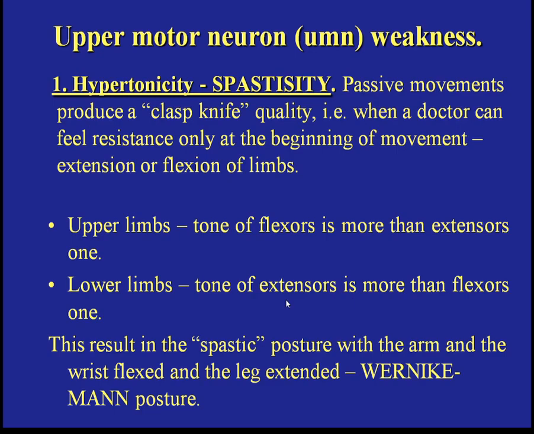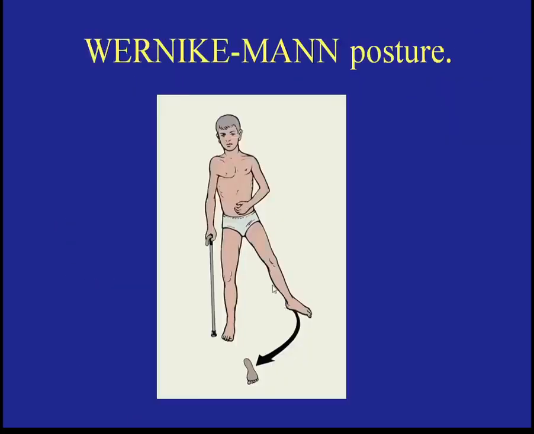The distribution of muscle hypertonicity in extremities, upper and lower extremities, is not equal in different groups of muscles. For upper limbs, tone of flexors is more than extensor tone, and in lower limbs, tone of extensors is more than flexors. This results in the spastic posture with the arm and the wrist flexed and the leg extended. Wernicke-Mann posture, like on the picture.